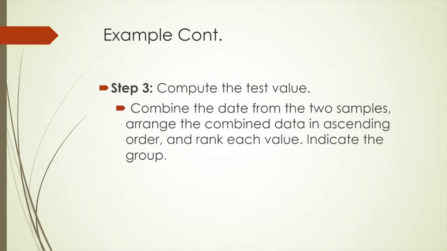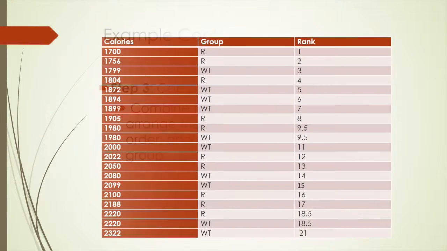Step 3, we want to compute the test value, and this involves multiple steps. First, we want to combine the data from the two samples, arrange the combined data in ascending order, and rank each value. We need to indicate the group. Here in the table, I have the calories in ascending order. Have the group R is equal to runners and WT is equal to weight trainers, and I ranked them.